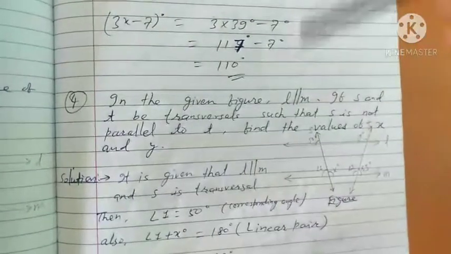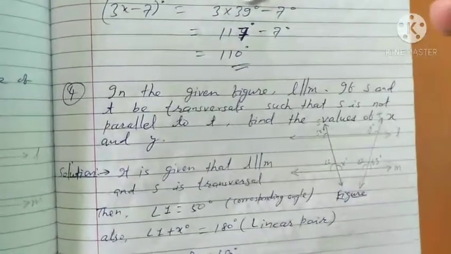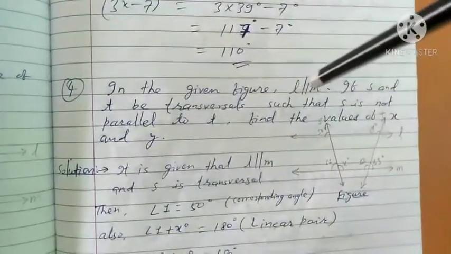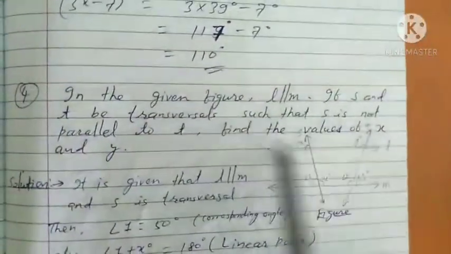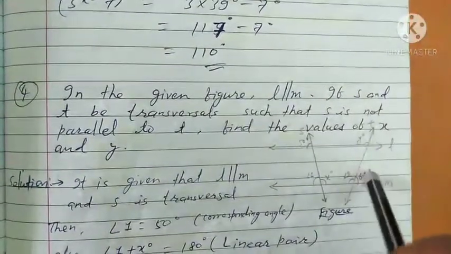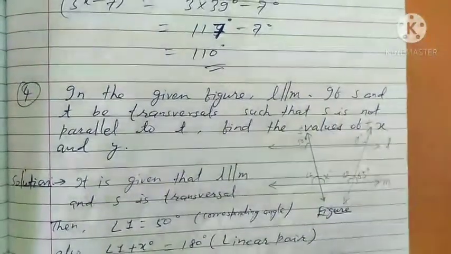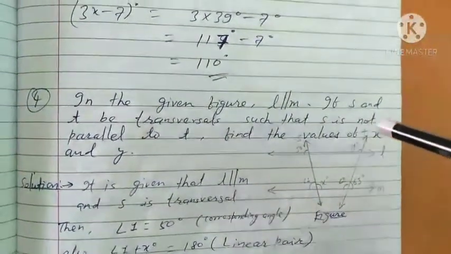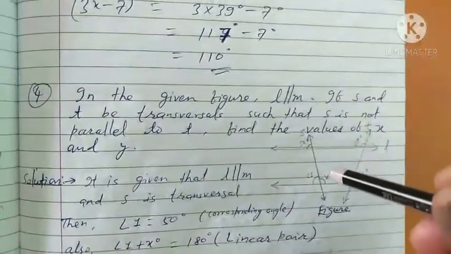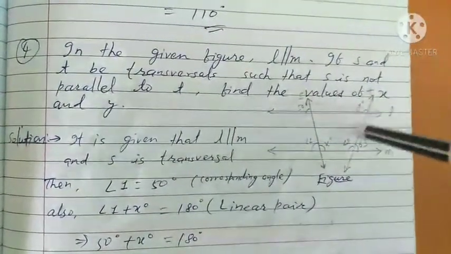Moving to next question. This question says in the given figure L and M are parallel. If S and T be transversals such that S is not parallel to T, find the values of x and y. This is the figure given. The two lines L and M are parallel and S and T are transversals, but S is not parallel to T, and we have to find the value of x and y. So the value of x is associated with this transversal and the value of y is associated with this transversal.